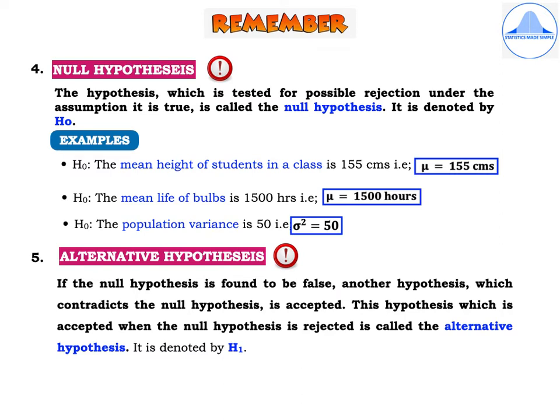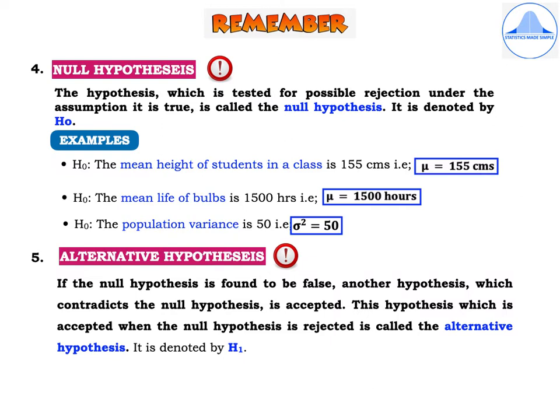Now, in each of these statements, mu equal to 155 centimeters, mu equal to 1500 hours, sigma square is equal to 50, we are assuming that these values are true. But a person may not readily accept the hypothesis which is made or stated. So in this case, the person will select a sample, and based on the sample, he or she will make a decision whether to accept or reject H naught.